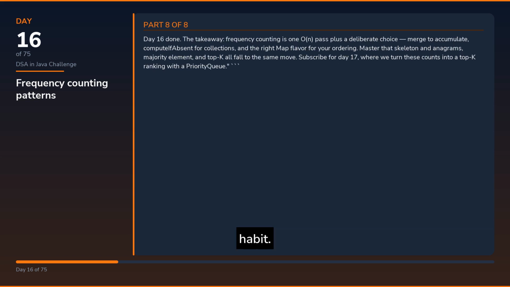Day 16 done. The takeaway, frequency counting is 1 O(n) pass plus a deliberate choice. Merge to accumulate, computeIfAbsent for collections, and the right map flavor for your ordering. Master that skeleton and anagrams, majority element, and top K all fall to the same move.